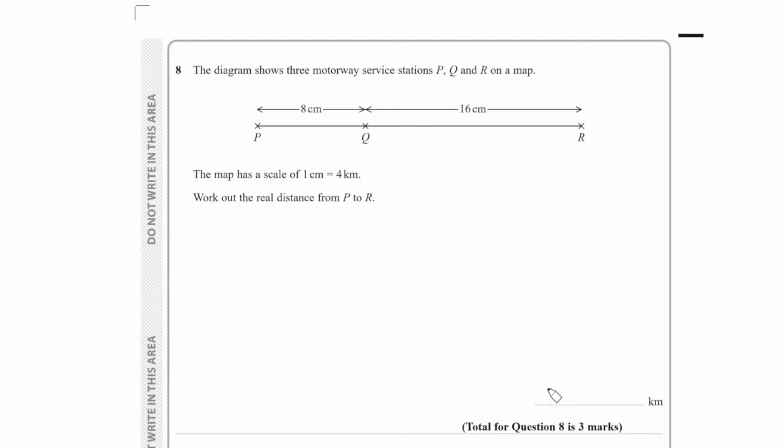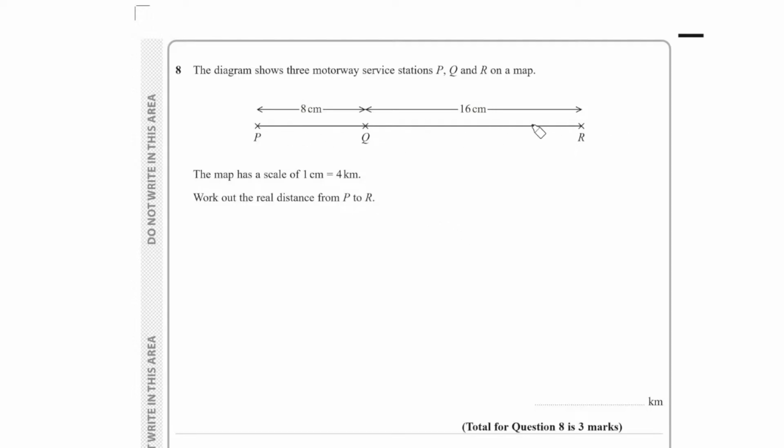Question 8, the diagram shows 3 motorway service stations P, Q and R on a map. The map has a scale of 1 centimetre is equal to 4 kilometres. So you can see we've got 8 centimetres and 16 centimetres, but then they're going to now ask us to work out the real distance from P to R.